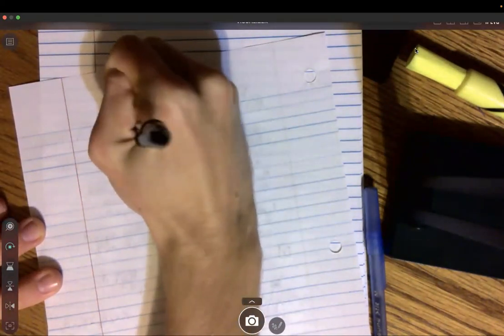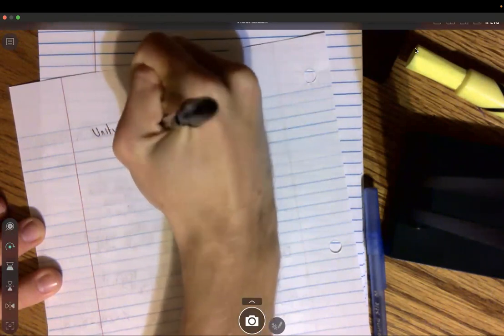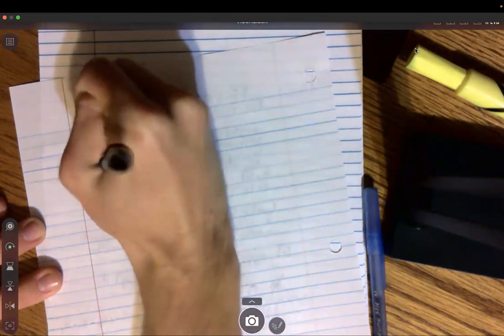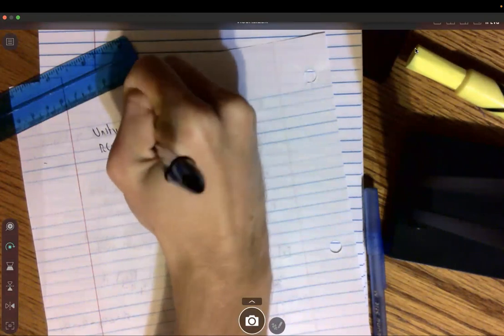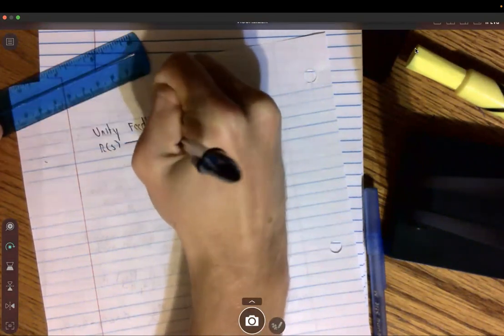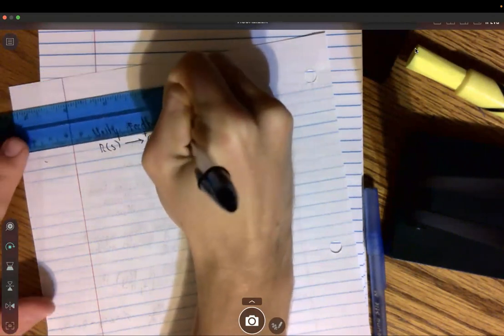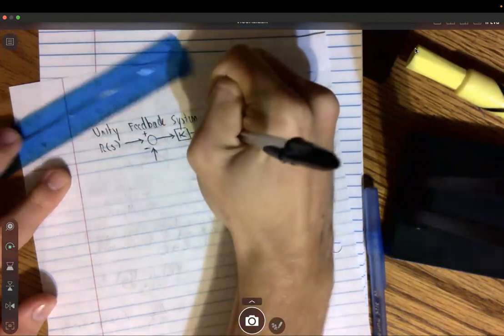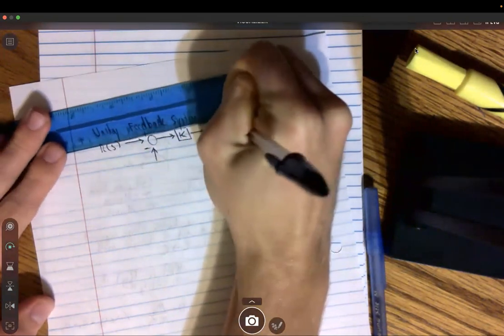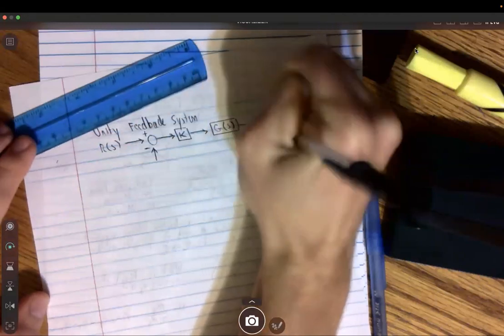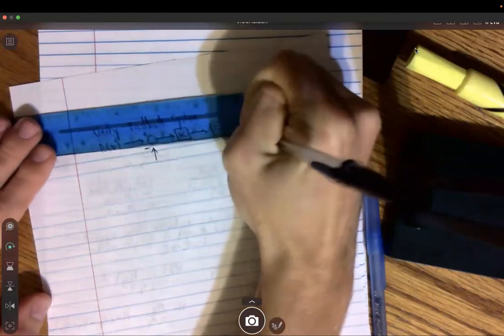So if we have a unity feedback system, that's going to be given by an input R of S, and then it's going to run through here. We're going to see this would be plus, and then here minus. We're going to have our controller, which is our K, that determines the amount of gain we're going to see. And then we're going to have our plant, which is our system, so G of S. And then it's going to be at the output stage, Y of S.